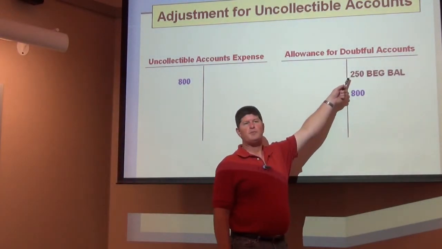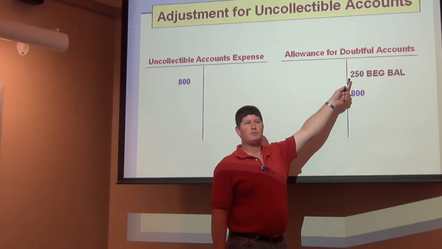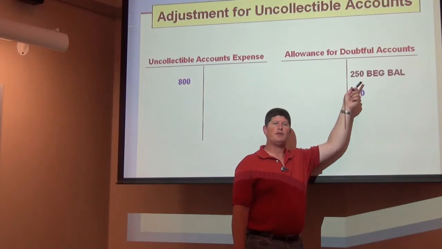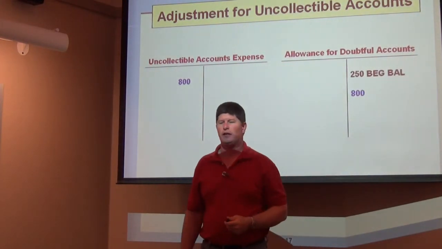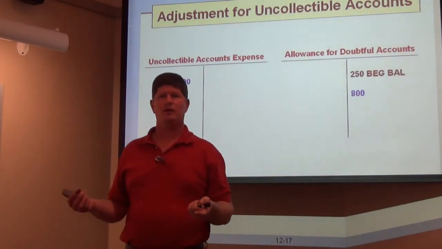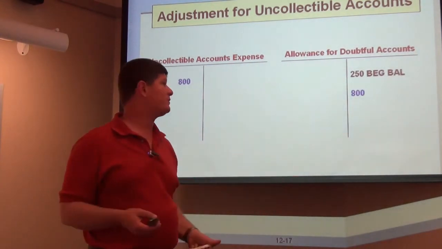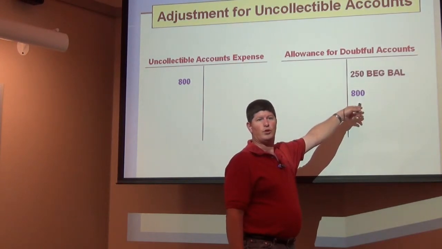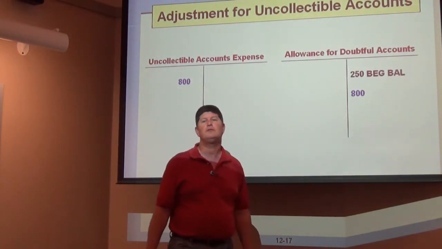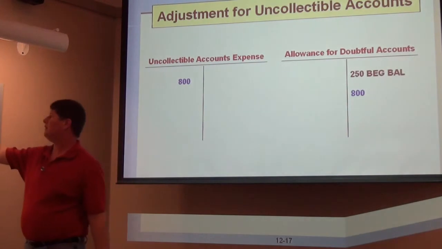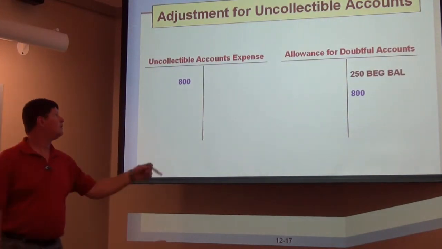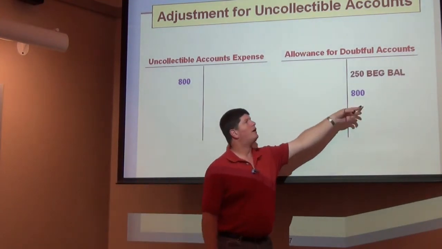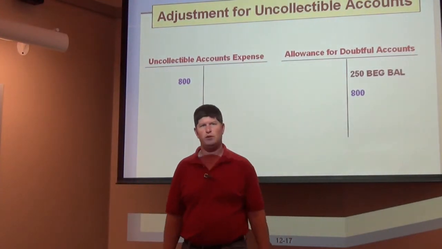So there should always be a balance in your allowance, right? Unless you've got a brand new company, there's going to be a beginning balance in your allowance left over from the prior month. And this was part of the reserve for those sales that you made months ago. In this particular case, we figured out that the current month's addition, like we calculated over here, is $800. We debit the expense account. We credit the allowance for doubtful accounts.